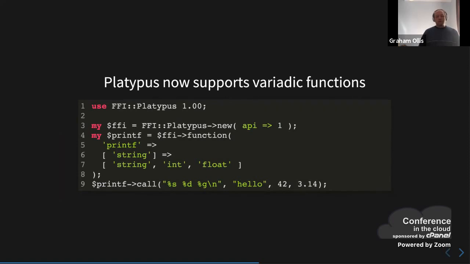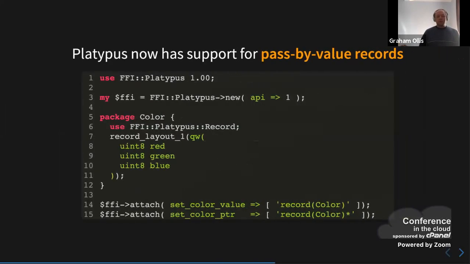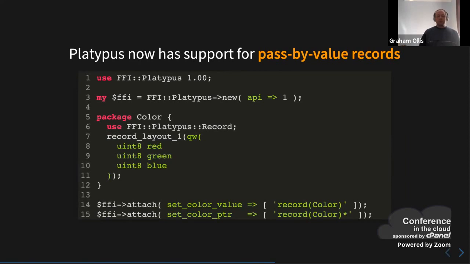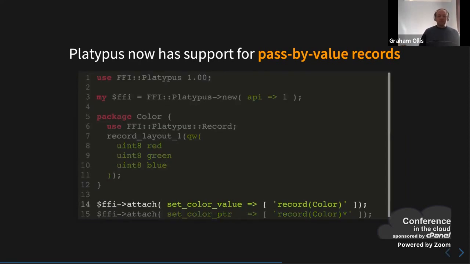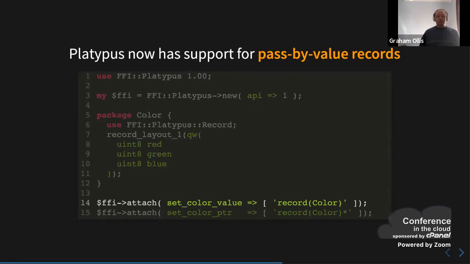Variadic functions like printf are also now supported. You can define a function using fixed and variable argument types and call them. Platypus now also supports passing records by value. This is the default when you're using the new version 1 API. A star indicates a pointer if you need to pass by reference instead.